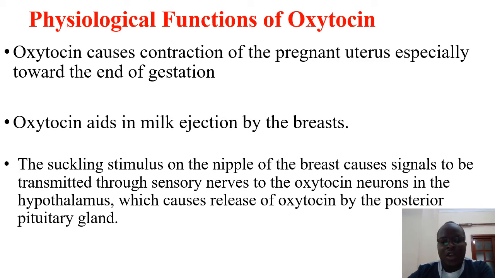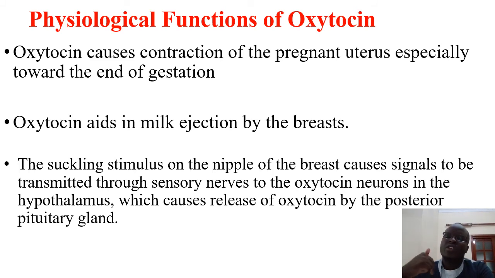The suckling stimulus on the nipple or the breast causes signals to be transmitted through the sensory nerves to the oxytocin neurons in the hypothalamus, which causes release of oxytocin by the posterior pituitary gland. If the baby is suckling on the nipples, within the nipples you have receptors that are sensitive to touch. When the lips of the baby touch the nipples, they stimulate those receptors, and they generate an action potential via the sensory nerve fiber. It will project to the hypothalamus, where it stimulates those neurons that are producing oxytocin. Then they fire an action potential again from the supraoptic and paraventricular nucleus.